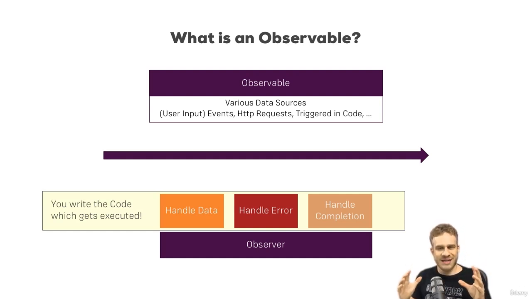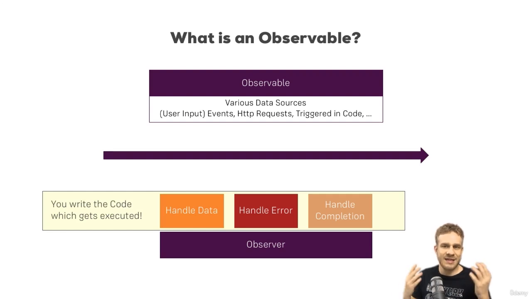And of course you use it to handle asynchronous tasks. Because all these data sources here, user events triggered in your code, or a HTTP request, are asynchronous tasks. You don't know when they will happen, and you don't know how long they will take. So if you execute your normal application code, you don't want to wait for these events, or you don't want to wait for the completion of such a HTTP request, because that would block your program, would block your logic.